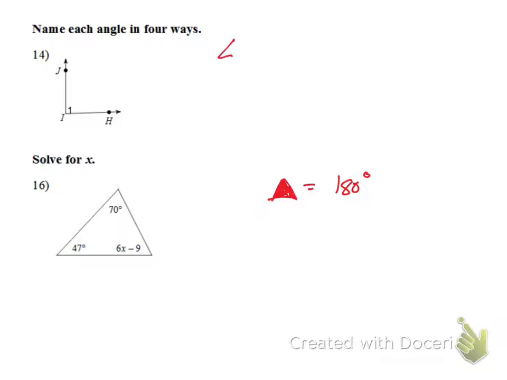I can name it just angle, or I can name it angle 1. I can name it angle, I think that's an I, so just angle I. I can name it angle JIH, or I can name it angle HIJ.